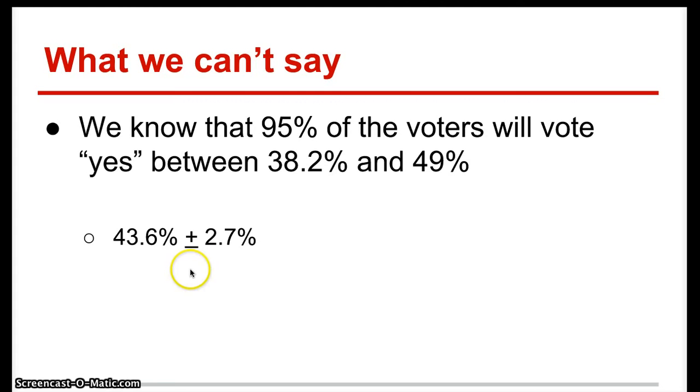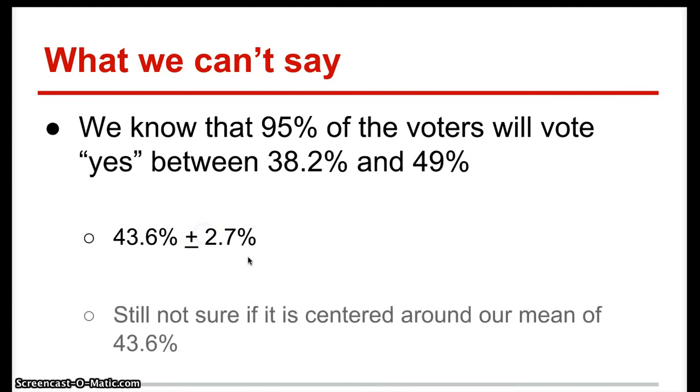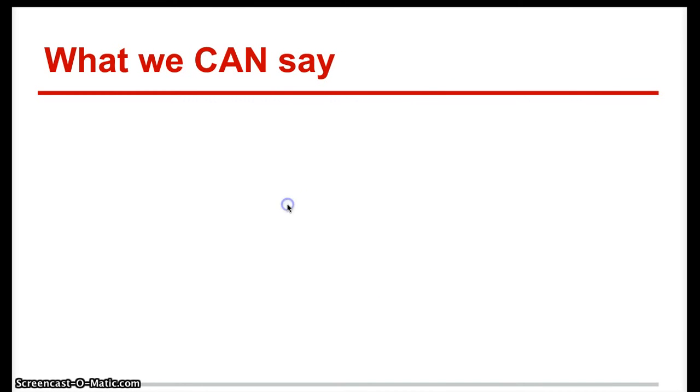The way we got those numbers was we took the mean, and we added and subtracted the standard deviation. Actually, two standard deviations. I forgot to put the 2 there. But again, we don't know if it's centered around our mean. If our mean is 43.6%, then that's true. But if it's not, then we can't say it.